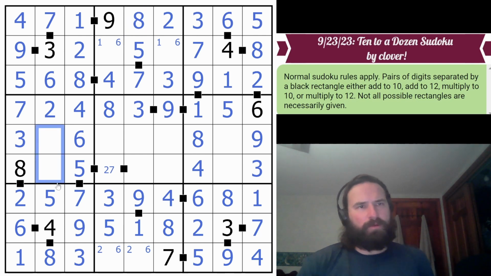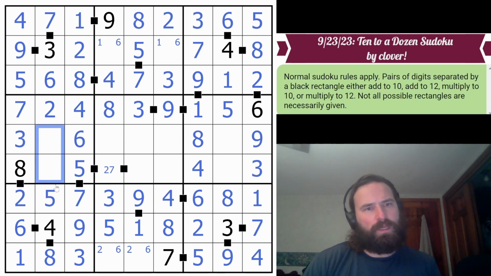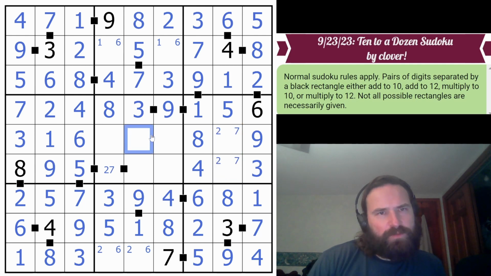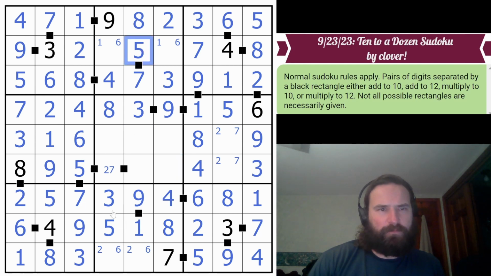We got 1 and 9. So we got a 9 here, 1 here. We need a 2 and a 7. Huh. Not decided yet. That stinks. Okay, so this middle box is still a problem somehow. Do I have anything I can do here? So 5, 5. The 5's gonna have to go here.